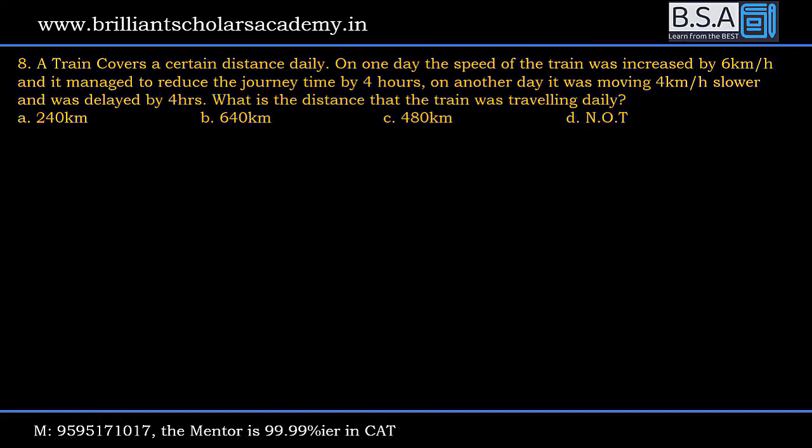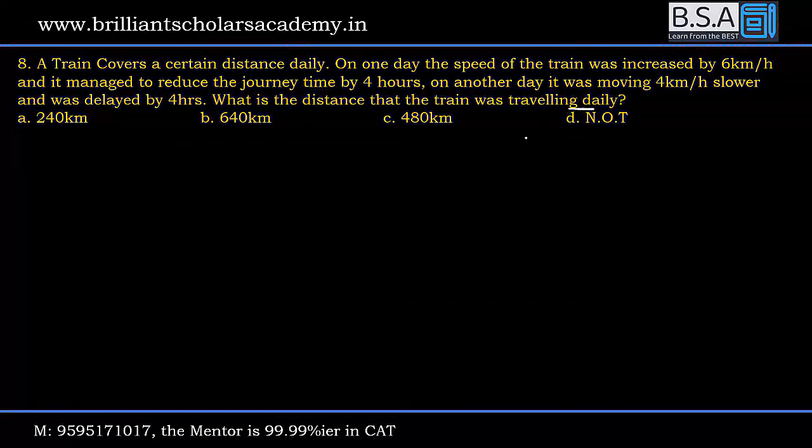A train covers a certain distance daily. One day, the speed of the train was increased by 6 kmph, and it managed to reduce the journey time by 4 hours. Another day, it was moving at 4 kmph slower, and it was delayed by 4 hours. What is the distance traveled by train daily?